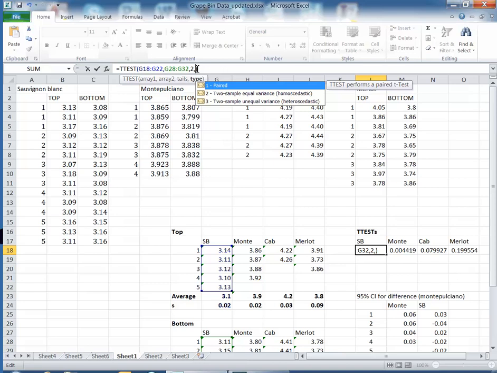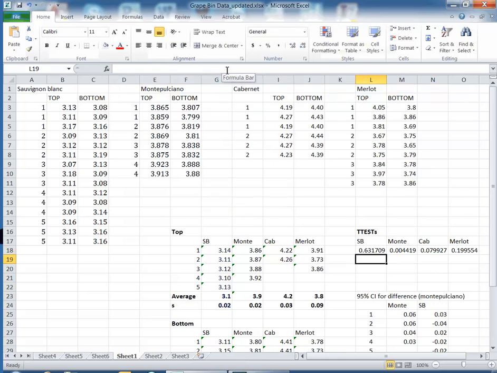In this case we have paired data because we're directly comparing the top of one bin with the bottom of that bin. So this is a paired test. So I type in a 1 there, press enter, and it gives us the p-value, the p being the probability the means are not different. Another way of looking at p is the probability of accepting the null hypothesis. When we're doing hypothesis testing, see the notes in topic 9. So a p-value, one way of looking at it, is the probability of accepting the null hypothesis.